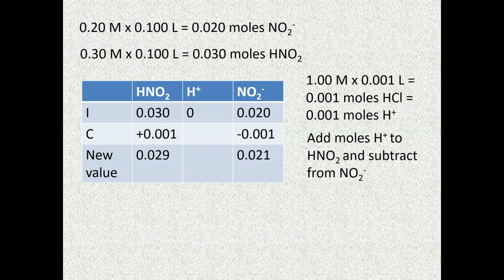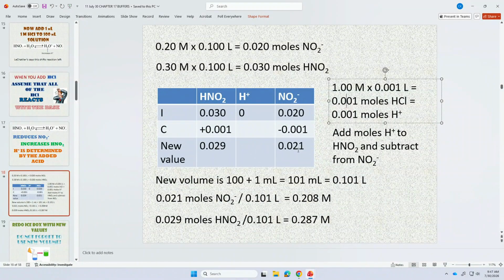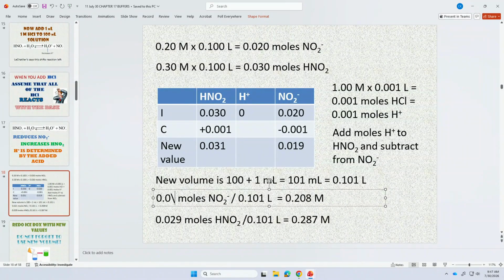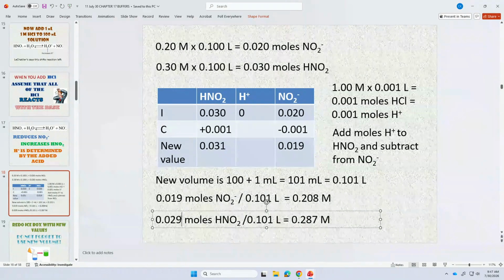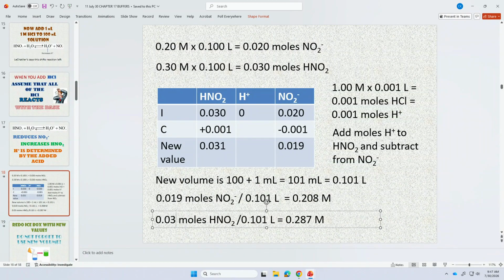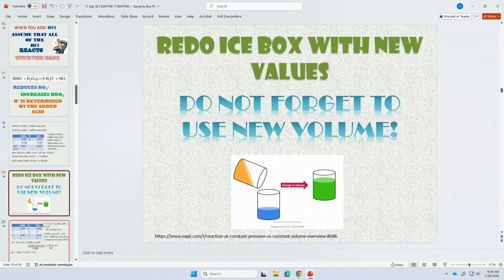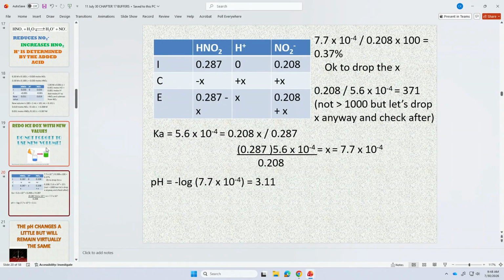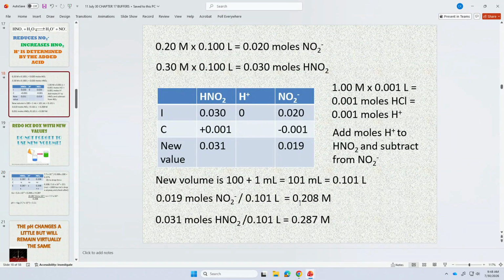So my new value for HNO2... what was I thinking here? I'm supposed to subtract it from that and add it to that. I thought I fixed all of this. I was working on this yesterday and I noticed that it was a mistake, and I thought I fixed it. Sorry, guys. I was sure I fixed all of this.